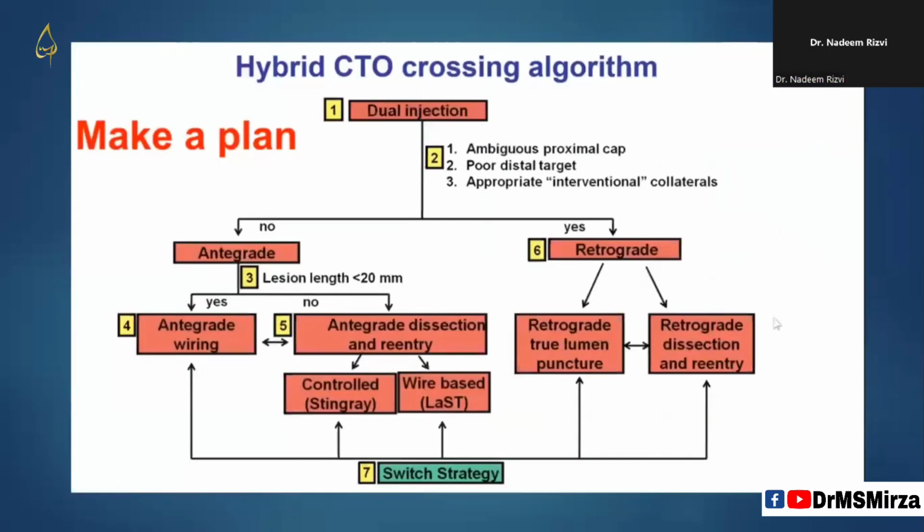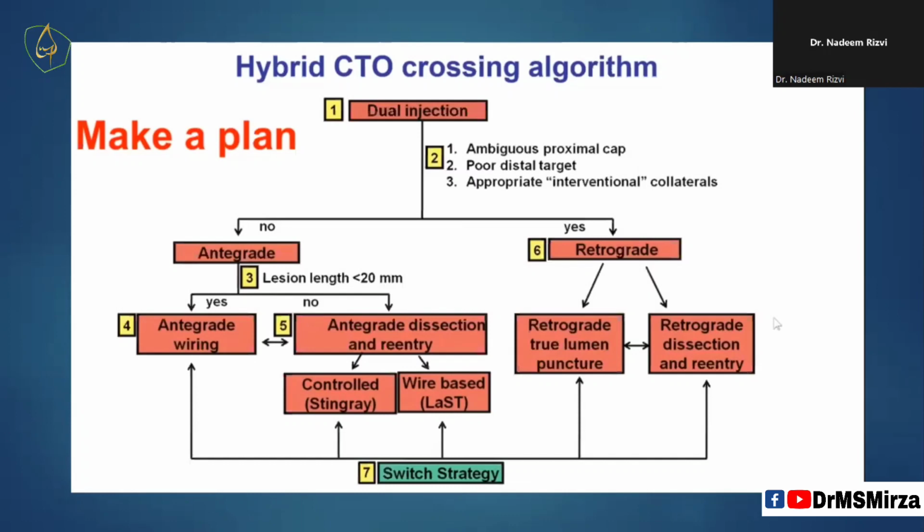This is the very well-known hybrid CTO crossing algorithm. The first thing is to go for dual injection. Then we have to look for these 3 parameters: ambiguous proximal cap, poor distal targets, and appropriate interventional collaterals. If these are not present, the antegrade approach should be opted. If these are present, then we can go retrogradely.